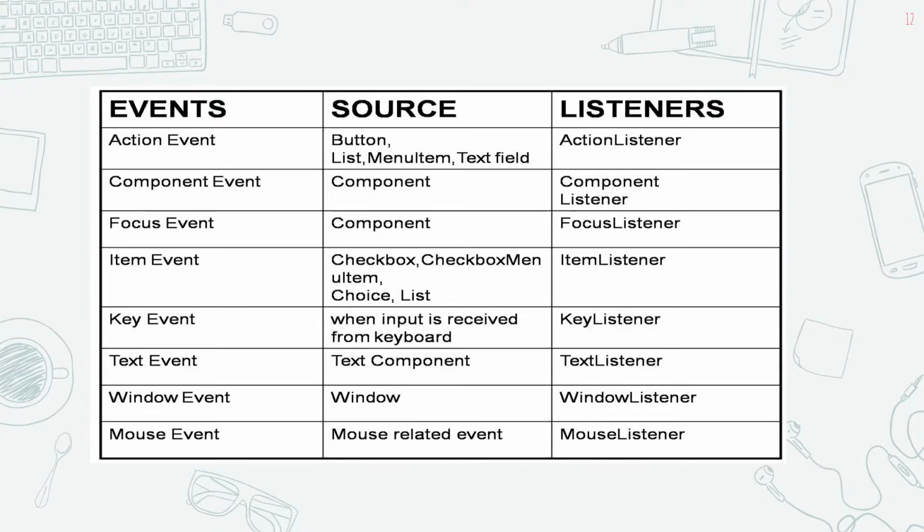So this table now shows the events, their sources, and their listeners. You can refer to it for further details.